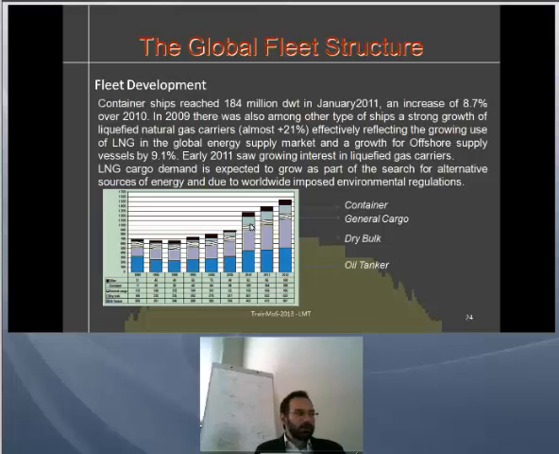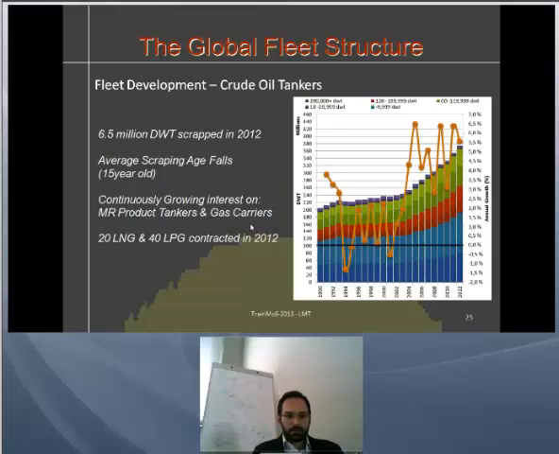So if we have a look at its different categories, here we have some data regarding crude oil tankers. About 6.5 million deadweight was scrapped in 2012, but still this is not enough, as the market says, to overcome the overcapacity that is evident at the moment.